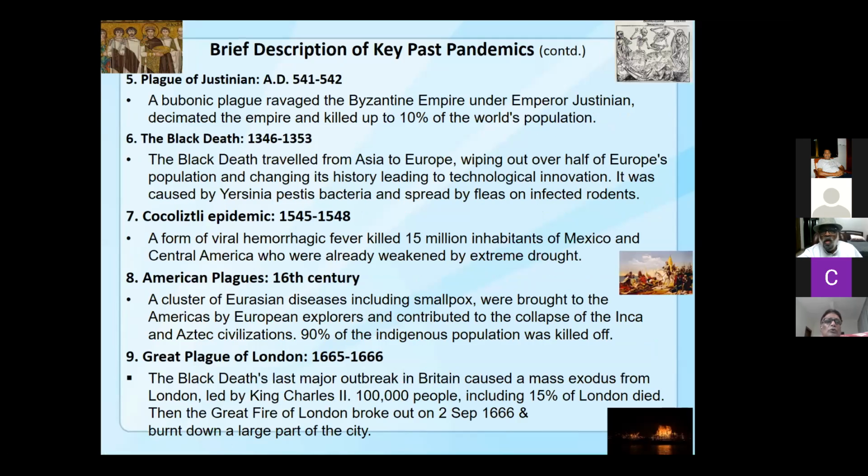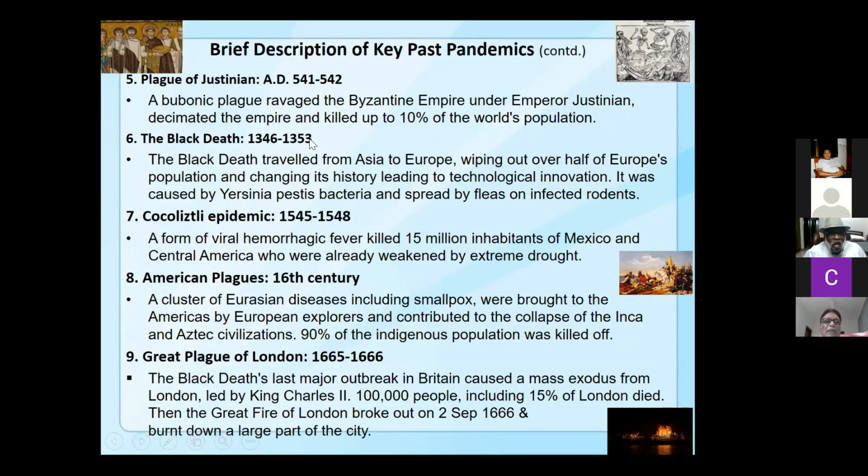Then we move to what's called the plague of Justinian. And this was actually a bubonic plague. It ravaged the Byzantine Empire under Emperor Justinian. It decimated the whole empire and killed up to 10% of the world's population in the 541-542 period.